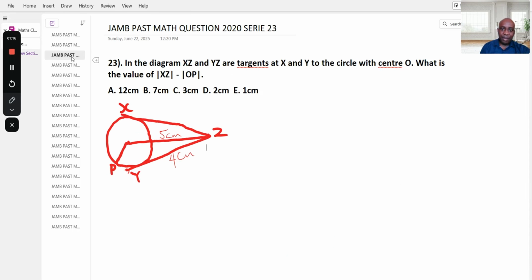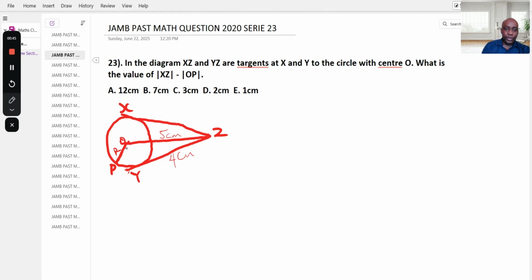In the diagram, XZ and YZ are tangents at X and Y to the circle with center O. What is the value of XZ minus OP? Now we have a question like this. If you look at this one, let me join this one. From here, let me label this one O, our letter O. From O to P is something we usually call the radius, isn't it?